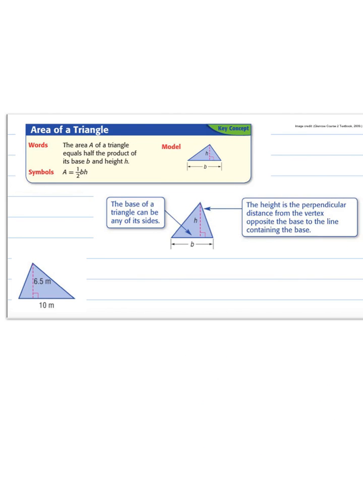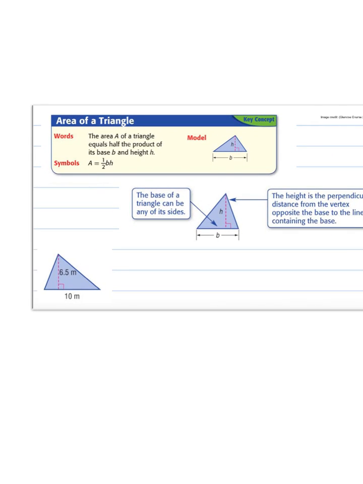Area of a triangle. In order to find that, you take half the product of its base and height. So base times height, and then you take 1/2 of that. The base of a triangle can be any of its sides, and the height is the perpendicular distance from the vertex opposite the base, or this point inside our angle, to the line containing its base. So base and height have to be perpendicular to each other.